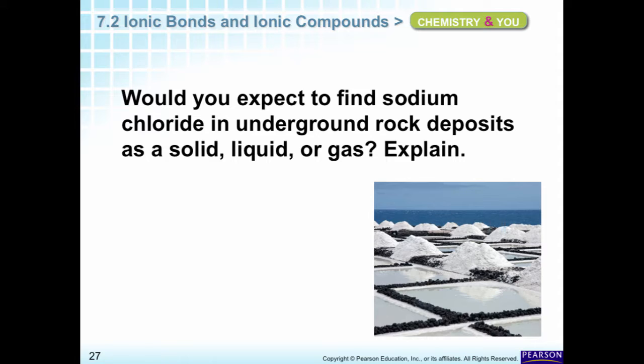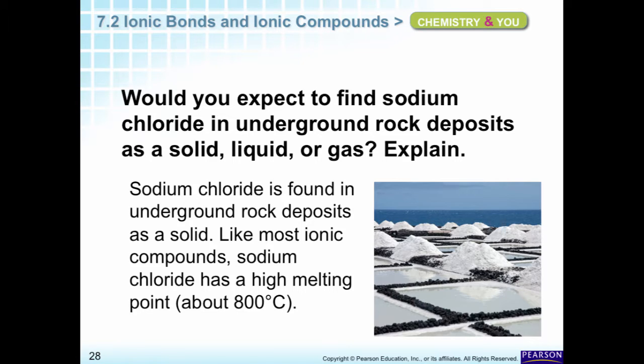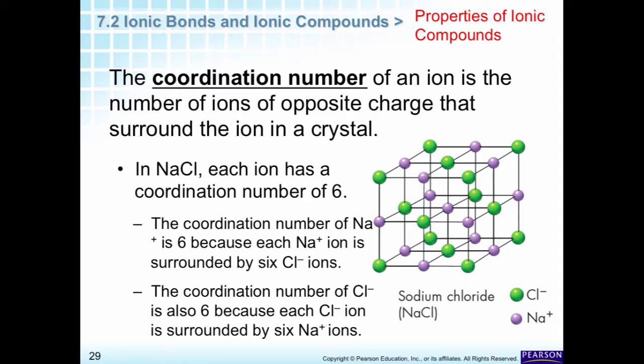Okay, so I think you can answer this question because I mentioned to you about salt domes. So underground, will it be a solid, liquid, or gas? Okay, since it has a high melting point, it's going to be a solid. Okay, so as I said, sodium chloride melts at 800 degrees C, a little bit less than 1,000 degrees C, over 1,000 degrees Fahrenheit. Now here's a structure of salt arranged in a 3D matrix.